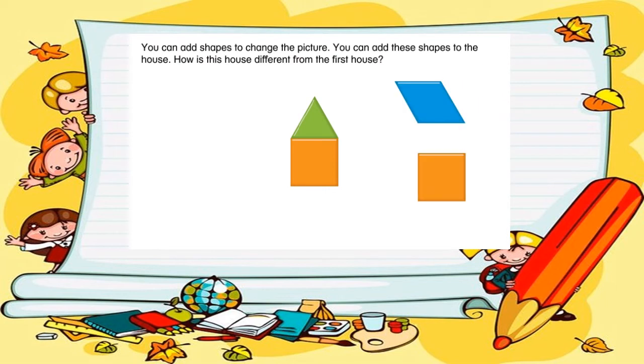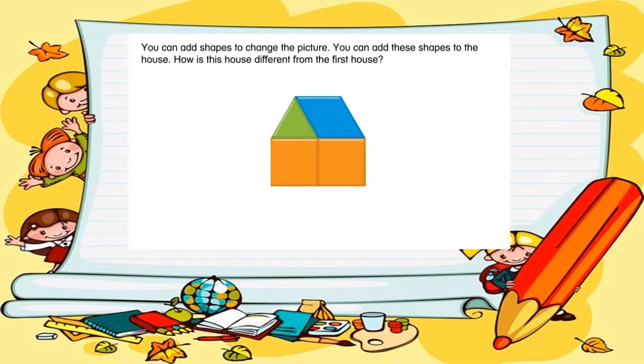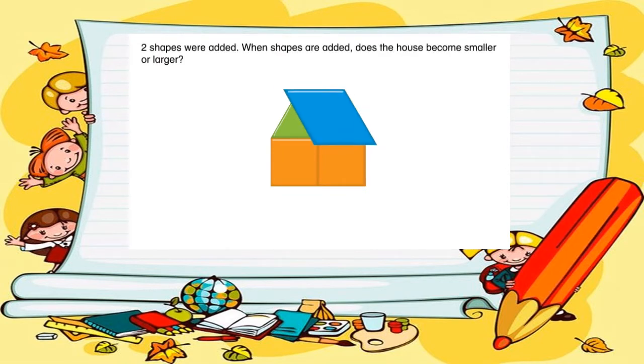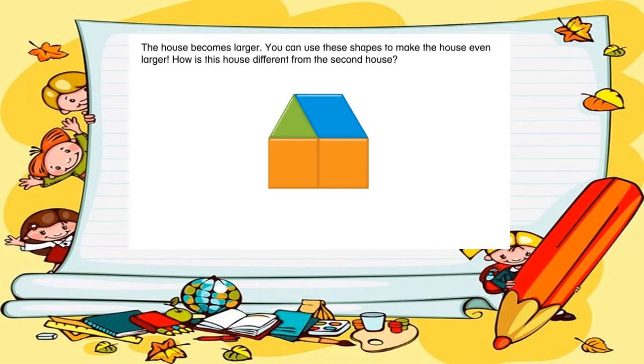You can add shapes to change the picture. You can add these shapes to the house. How is this house different from the first house? This house is larger. How many shapes were added to the first house to make this house? 2 shapes were added. When shapes are added, does the house become smaller or larger? The house becomes larger. You can use these shapes to make the house even larger.